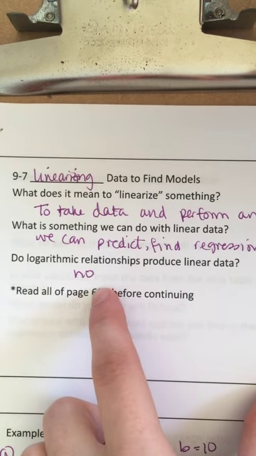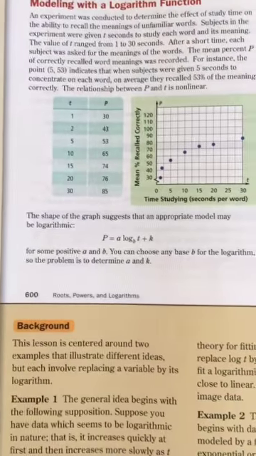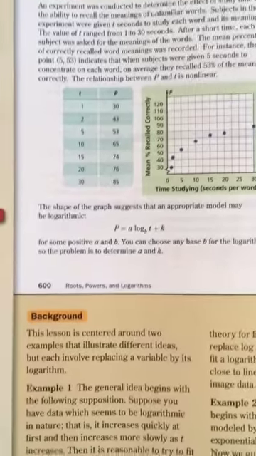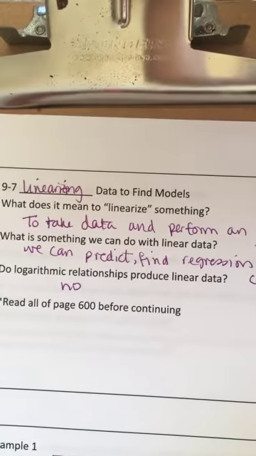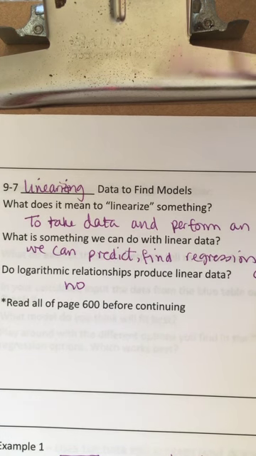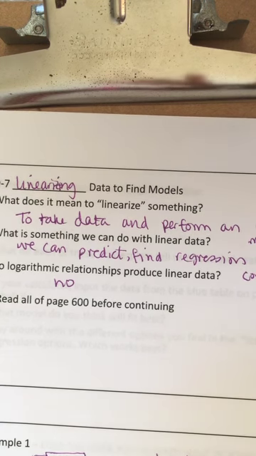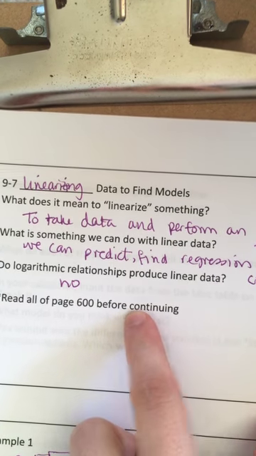And do logarithmic relationships produce linear data? No, but if we take the log of something, so this is a log pattern, if I take the log of this pattern, then I can turn it into a straight line. Not all the time, sometimes it works, sometimes it's not the best fit model, but it looks kind of close to it. So we'll see an example 1. Please read all of 600, pause this, read it, come back.